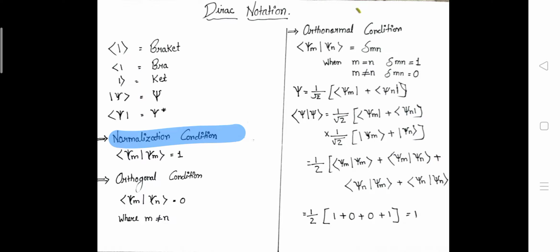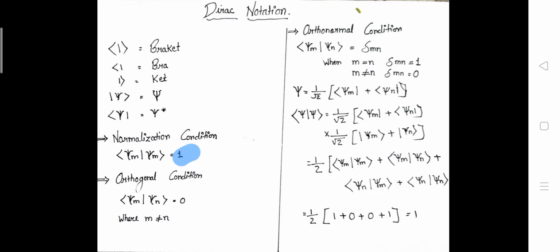Now let's talk about the normalization condition. In the normalization condition we have two wave functions of the same state. Here m denotes the state and psi shows the wave function. The bracket of the two wave functions psi m and psi m will be 1, which is very similar to probability density.